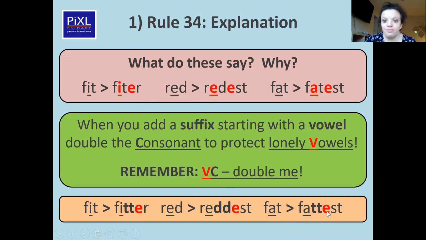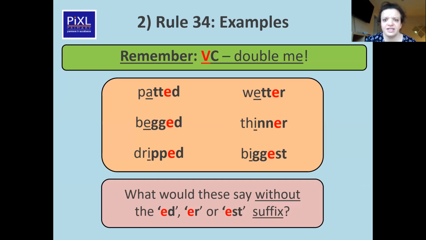So we have to double those consonants if the vowels are lonely, if they are on their own, if they aren't part of a digraph and they haven't got two consonants. Right, so examples. Patted, my lonely vowel a, doubled my t. Begged, b, e, my e is my lonely vowel. It's making a short e sound. It's not part of a digraph and it only had one g, so it became begged.